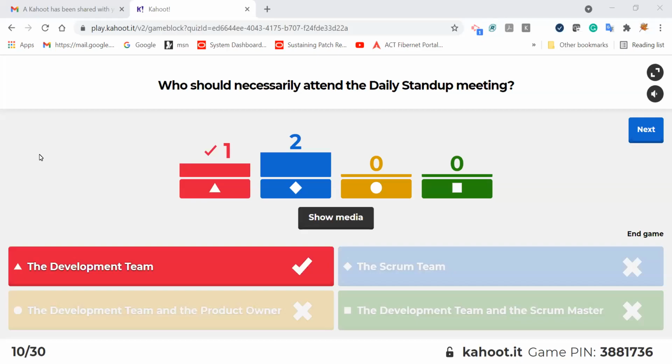To attend, but the development team is necessary. Okay, it's fine. Uma, the Scrum team includes everybody, right? Yes, the Scrum team includes everybody. Then why is it wrong? No. See, who should necessarily attend the daily stand-up meeting?